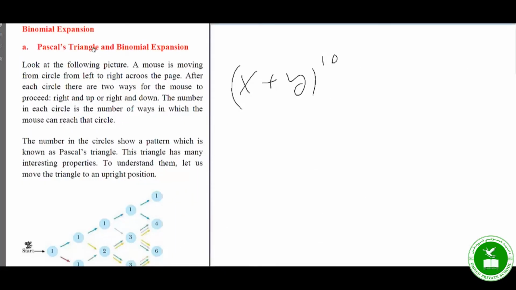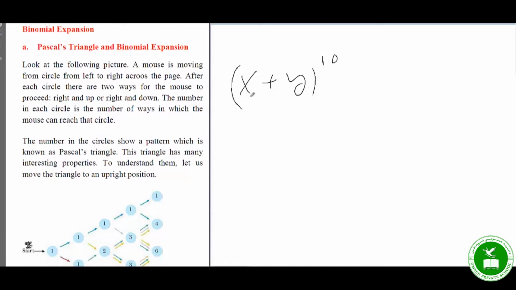Hi dear boys, in the previous lesson we studied combination and we said that we will use combination for probability. But combination has another usage too: we can also use combination for binomial expansion. Remember binomial expressions. Binomial expressions were algebraic expressions with two terms. And binomial expansion is the simplification of binomial expressions with a power.